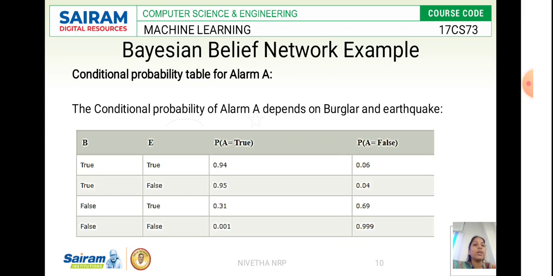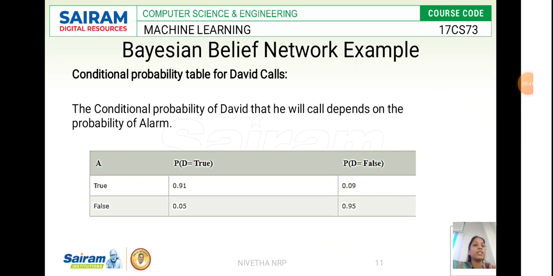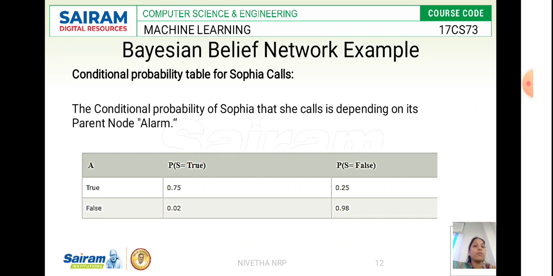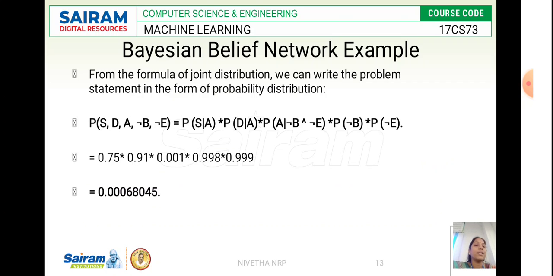Now there is the conditional probability of A given burglary and earthquake. Next, for David call, what is the probability of the true and false conditions? For Sophia call, what is the probability of the true and false conditions? We will calculate these. Finally, when you substitute in the Bayesian formula, you will get the output. This is how a Bayesian belief network works.